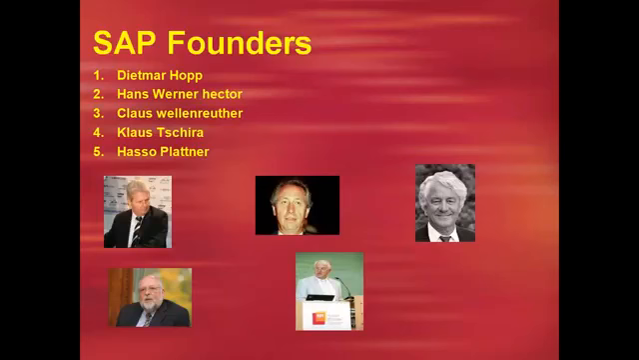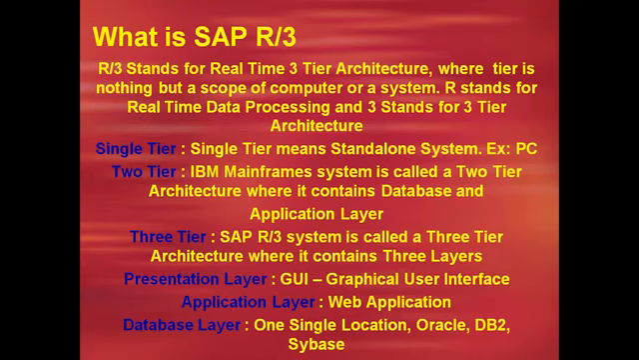Coming to the architecture of SAP. So we call it as a SAP R/3. R stands for real time and 3 stands for 3-tier architecture, where a tier is nothing but scope of a computer or a system. First we have a single tier, means the standalone system. Example, PC, personal computer. Next, 2-tier architecture. IBM mainframe system is called a 2-tier architecture, where it contains 2 layers, database layer and application layer.